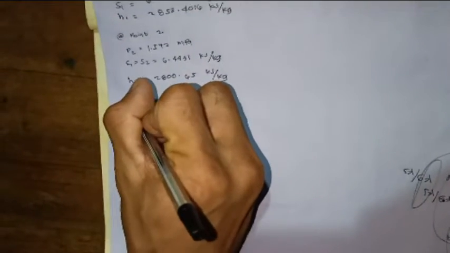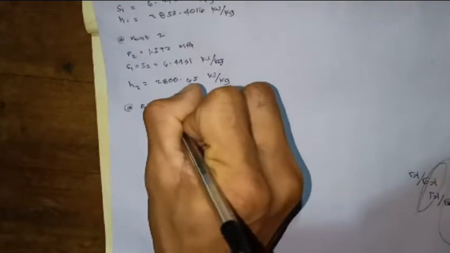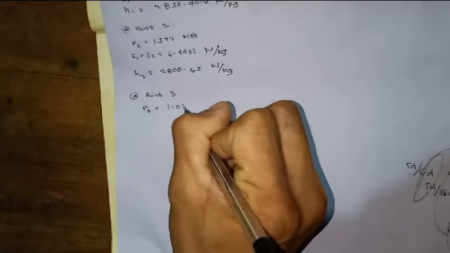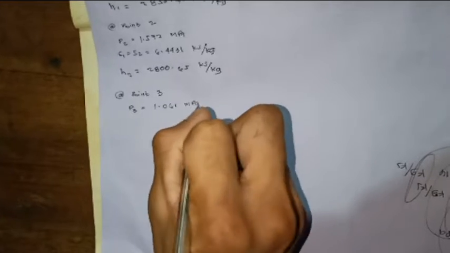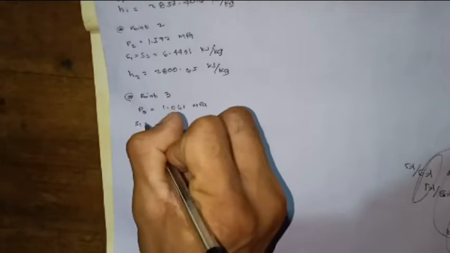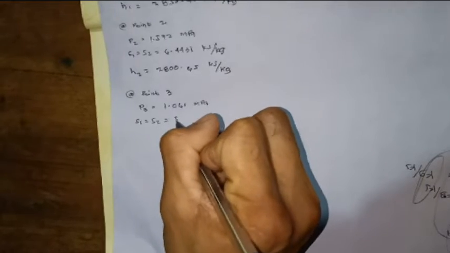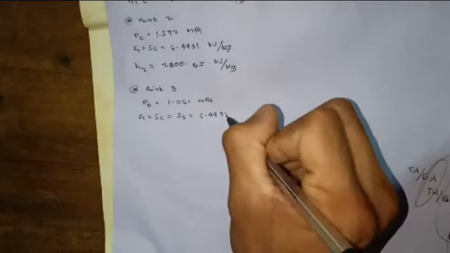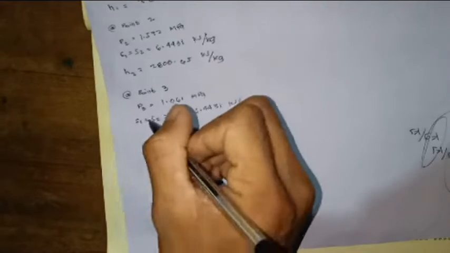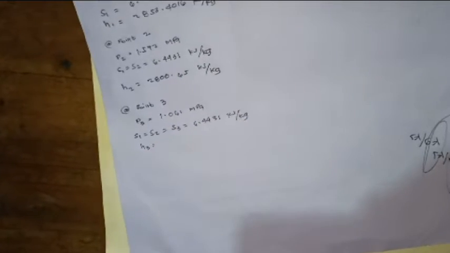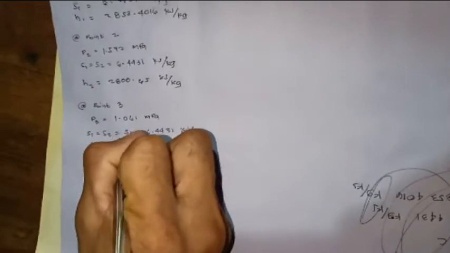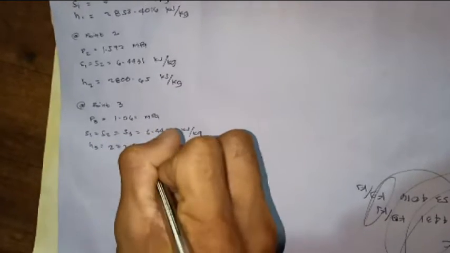Okay, let's proceed to point 3. At point 3, we have a given pressure of 1.061 megapascal, and S1 is constant, S2 is equal to S3. So S3 is equal to 6.4431 kilojoules per kilogram K. To get the H3, interpolation process again. So H3 is equal to 2724.578.